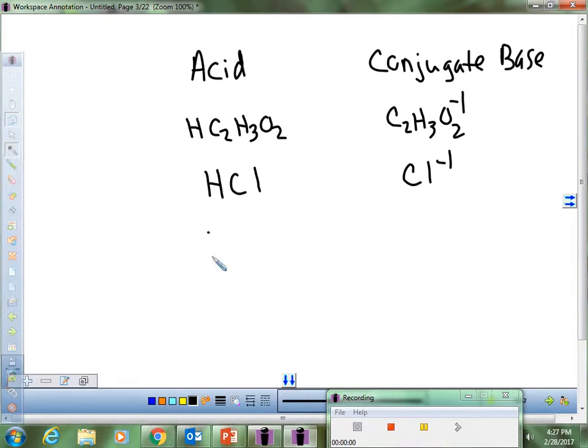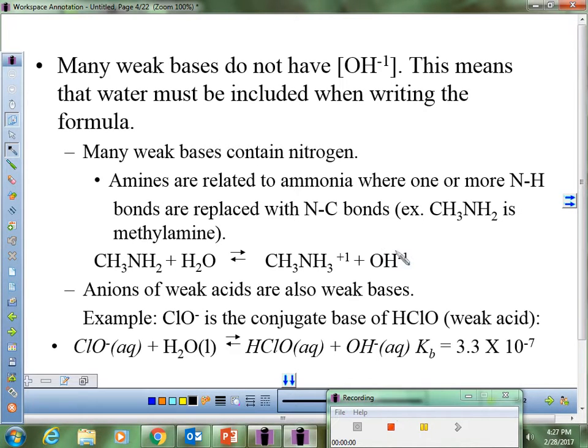If you get something like hydrofluoric acid, the conjugate base would be the fluoride ion. So you kind of got to understand that because we're going to be talking about acids and bases and sometimes conjugates, and being able to recognize, oh, that's a conjugate base, is going to be kind of important. And so that leads us to the next. Anions of weak acids are also known as weak bases.